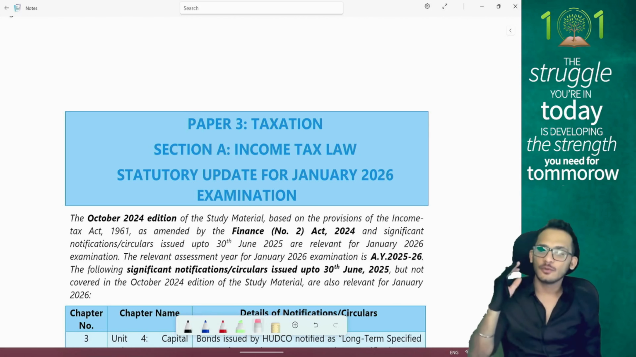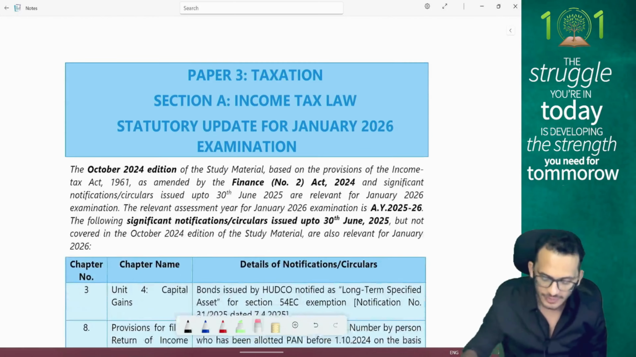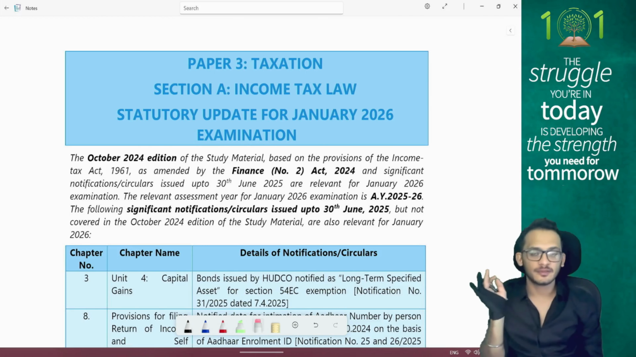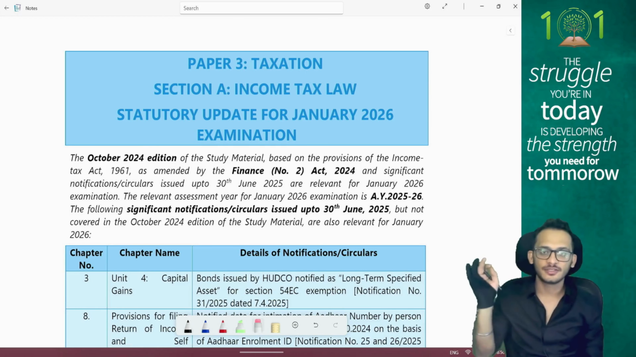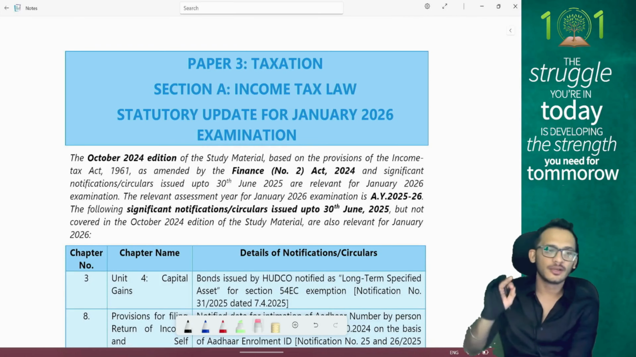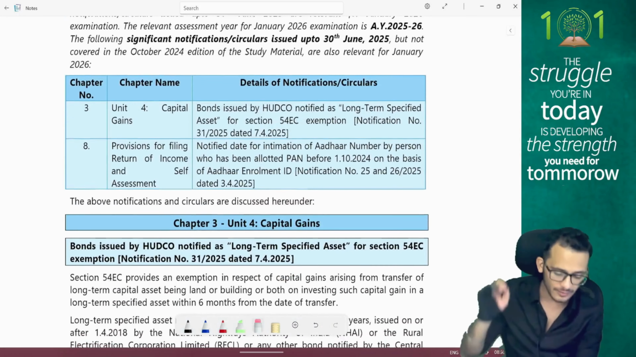As an overall review, there are only two amendments which ICAI has released, and we are looking at those very quickly. You can actually find the statutory updates on the ICAI portal. Simply go to the ICAI portal and type statutory updates for Jan 2026 examinations. You should find the PDF there. Nevertheless, I don't think you need that as well. You can look into this video, and I think the video should already give you the answer for most of the questions. Let's look at what the statutory updates are.